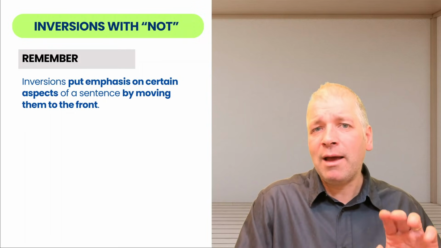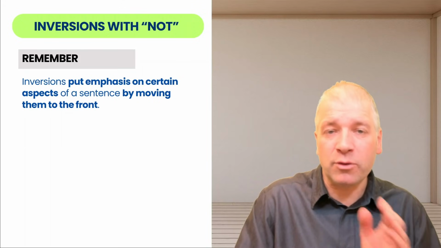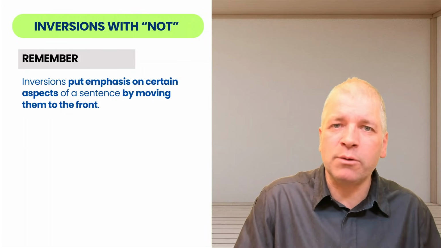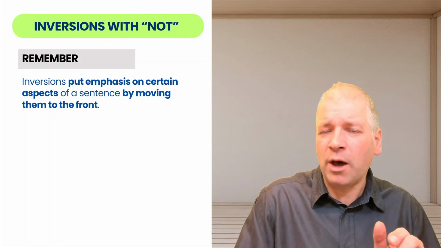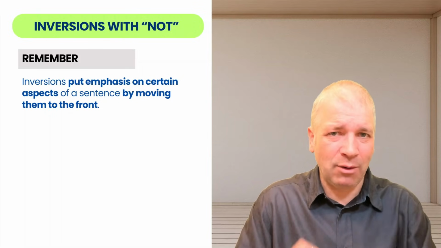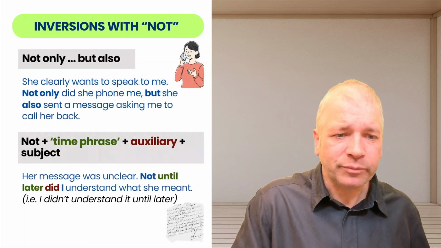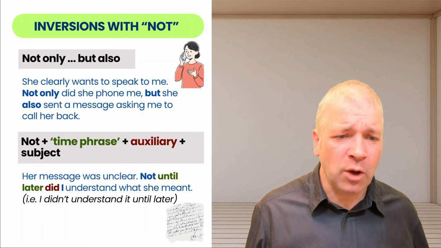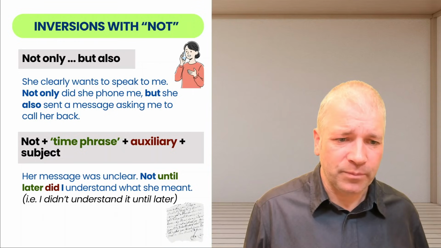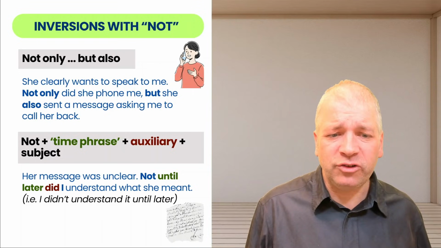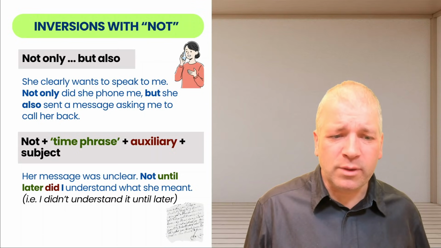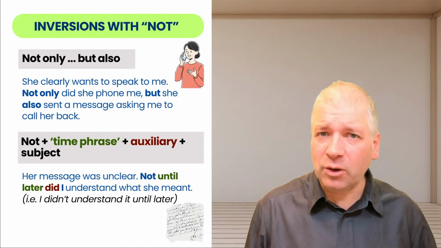The reason why I'm going to show you some examples of inversions with not, and the reason why we use them, is to emphasize certain aspects that would otherwise have been at the end of the sentence where they got less emphasis. So first of all, not only, but also. She clearly wants to speak to me. Not only did she phone me, but she also sent a message asking me to call her back.